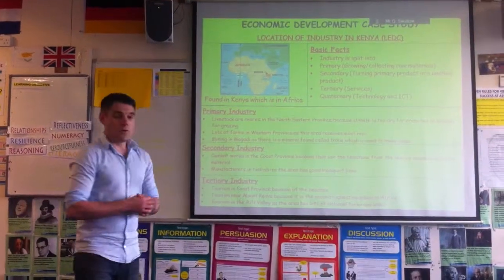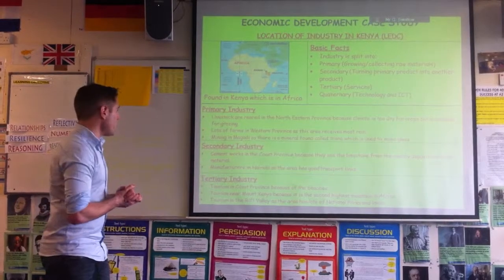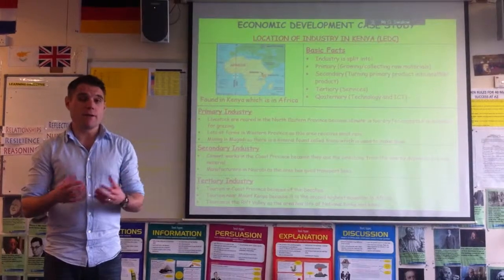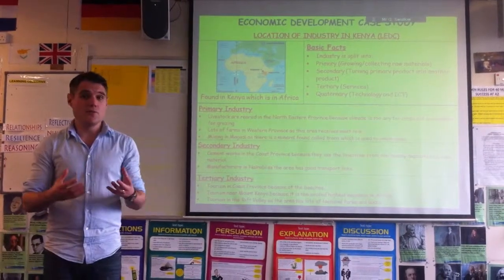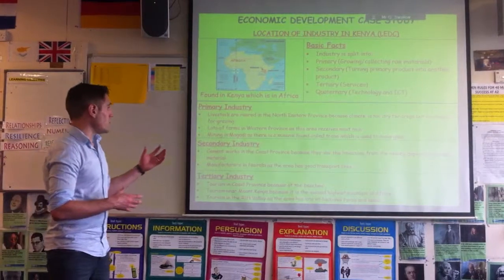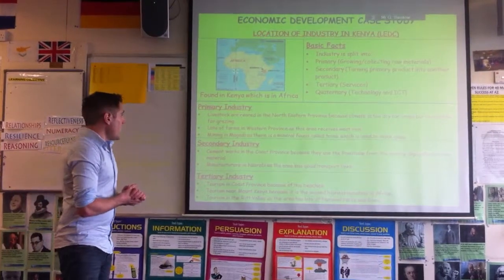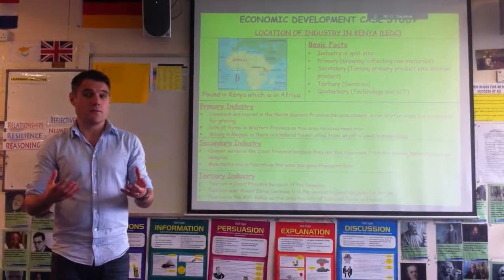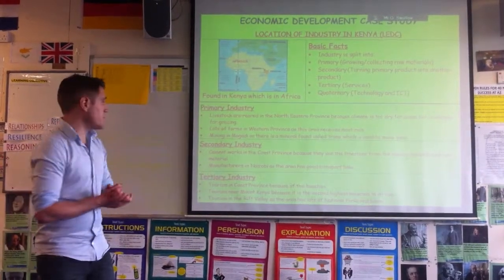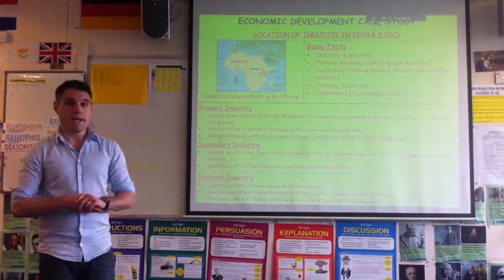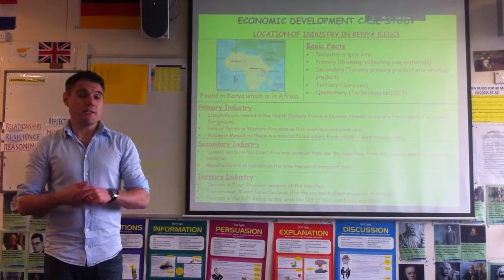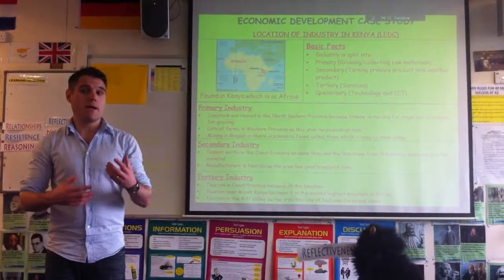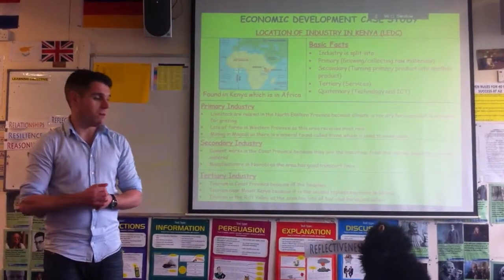Well done. First of all, where is primary industry in Kenya? Primary industry is in the northeastern province, where they farm livestock because the climate is too dry for crops. Also, primary industry is in the western province where they grow crops because there's lots of rain, so the climate is suitable. There's also mining in Magadi, because Lake Magadi, when it dries up, produces a mineral which can be mined and sold around Kenya and around the world.